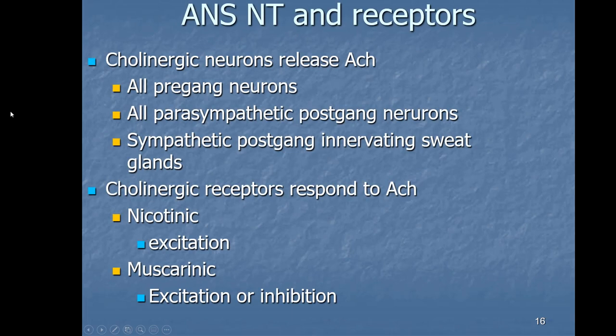So that's what this was all about. Cholinergic neurons release acetylcholine. That includes all preganglionic, all parasympathetic postganglionic, and then sympathetic postganglionic going to sweat glands. The receptors that respond to acetylcholine can be classified as either nicotinic or muscarinic, and you can see differences there. If nicotinic, it's always going to get excited. Muscarinic, it could be either or. This isn't a huge deal.